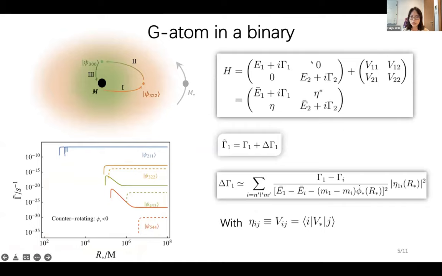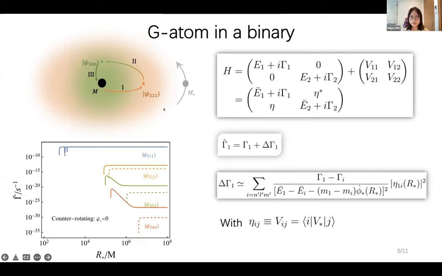So we can see the Hamiltonian of the gravitational atom. If there is no perturbation from a binary companion, it should be diagonal, and this is the energy eigenstate. But if we introduce the perturbation from the binary companion, the off-diagonal term will exist. It means that there will be overlap of different states.